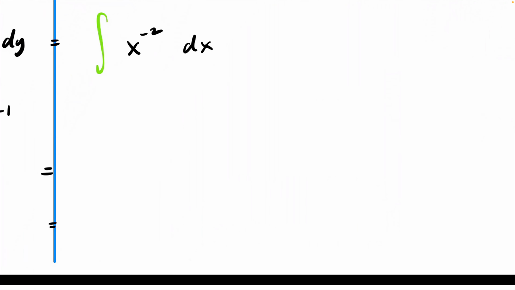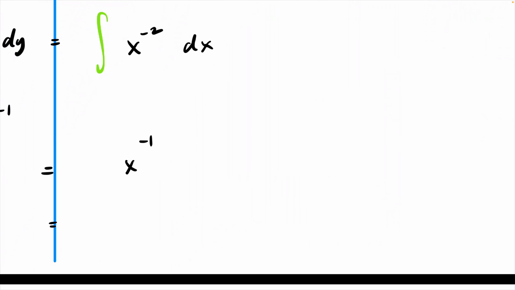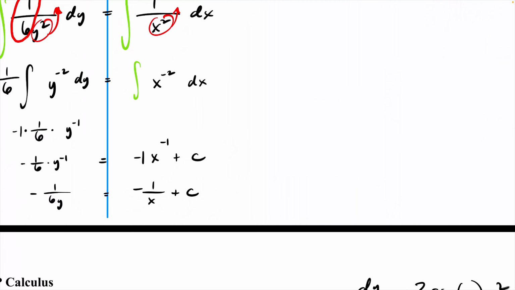Power rule says add a power, -1, divide by the same power, but I'm just going to multiply by -1 and then put a plus c. So I get -1 over x plus c. That's step 2.